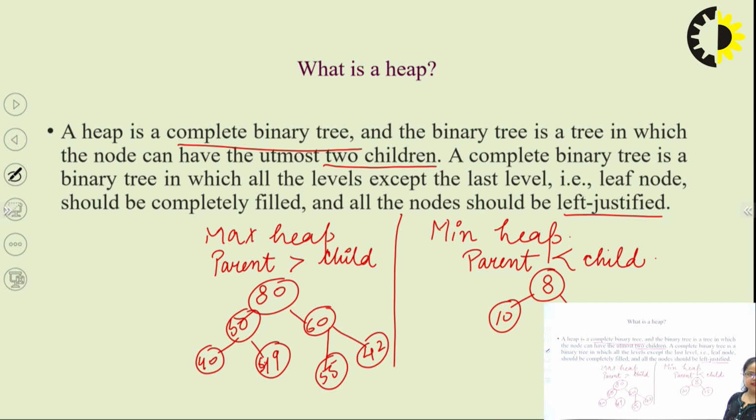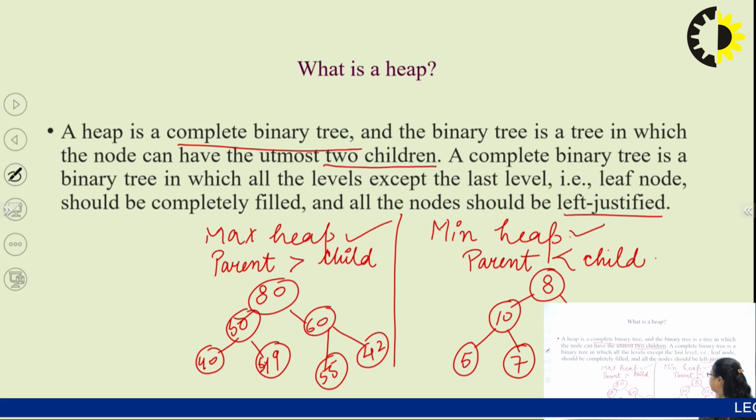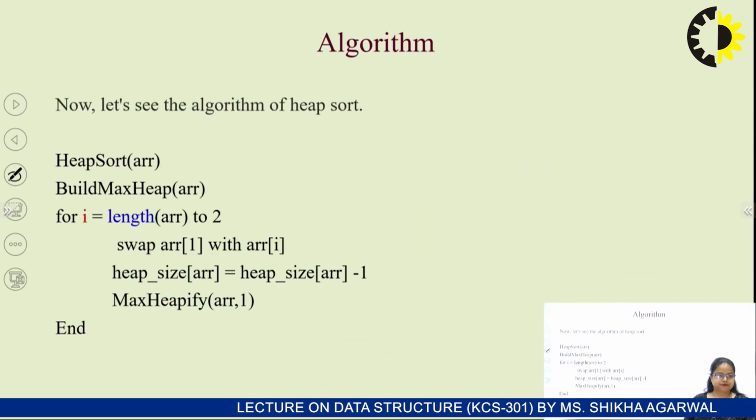Again, if I say 10 is a root node, then I can say it can be 5, it can be 7. If I'm saying 15 as a root node, then I can say, for example, 11 or 12. Right? So this is the way you can build a max heap or min heap, depending upon the given question, whether we are trying to build a max heap or min heap. You always work on one thing, whether you are going for a max heap or for a min heap.